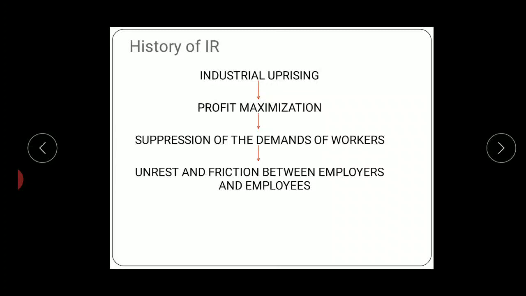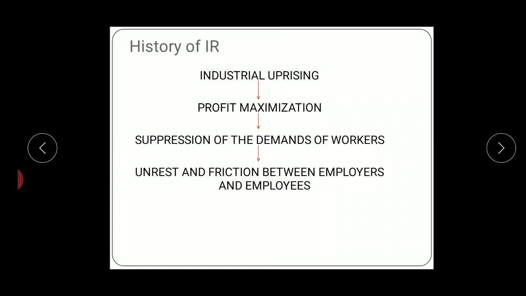So when this industrial uprising happened, the basic idea behind it was profit maximization of the owners. The very prime target was to maximize the profit. This led to the suppression of the demands of workers, because the owners were least bothered about what was happening to the workers. They were totally focused on profit maximization.